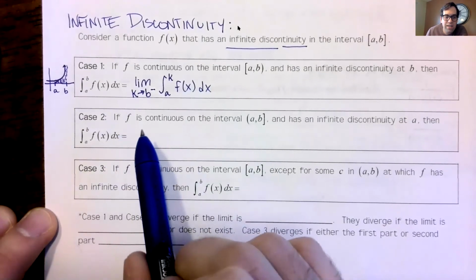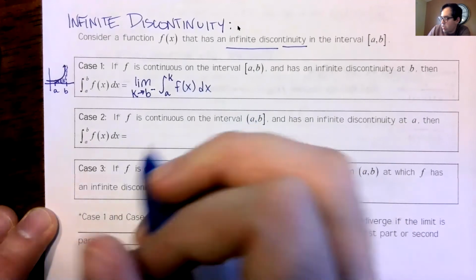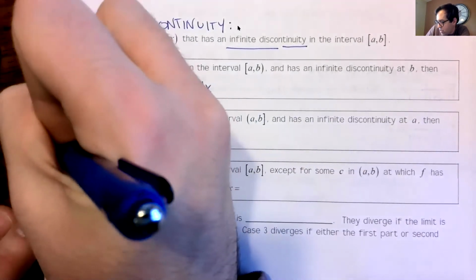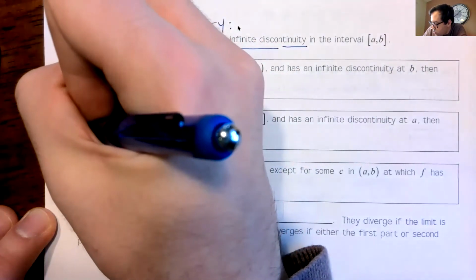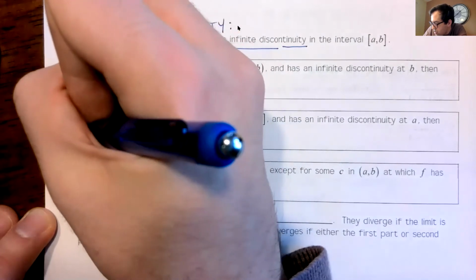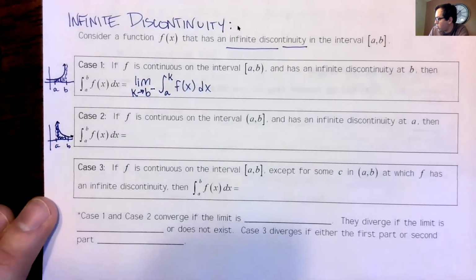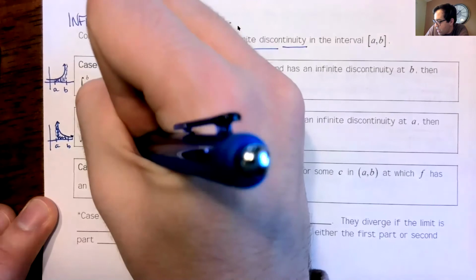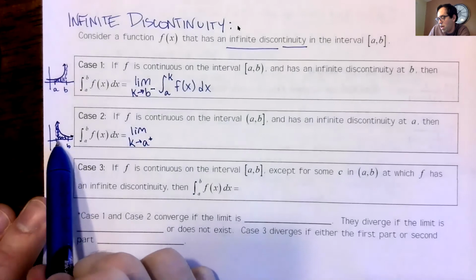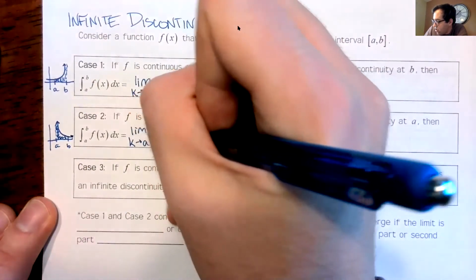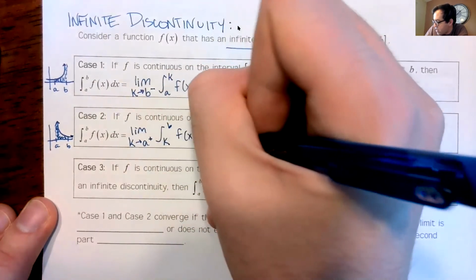Case 2, if f is continuous from a to b but has an infinite discontinuity at a. So that situation would be kind of the opposite. If we're going from a to b, it would look something like this. So similarly, we're going to say the limit as k approaches a from the right, right? Because now we're only interested in coming from the right. The integral from k to b f of x dx.